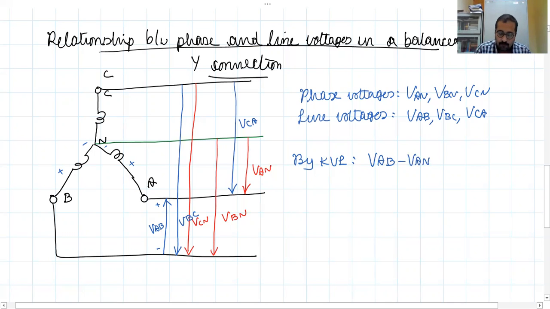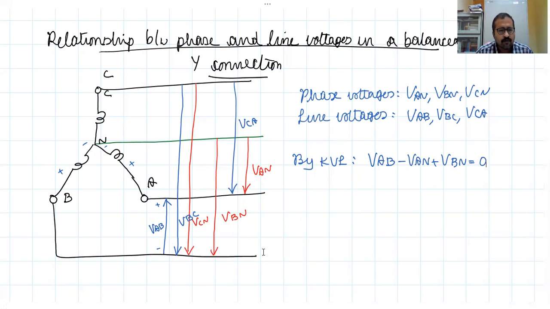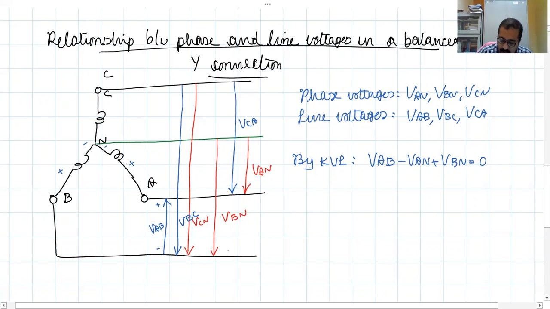VAB minus VAN, then minus to plus potential rise plus VBN equal to what? Equal to 0. KVL: the algebraic sum of EMFs in a closed path must be 0. So if you apply KVL in this loop, you will get VAB minus VAN plus VBN equal to 0. That means VAB is nothing but VAN minus VBN.